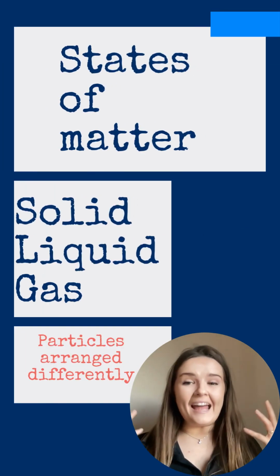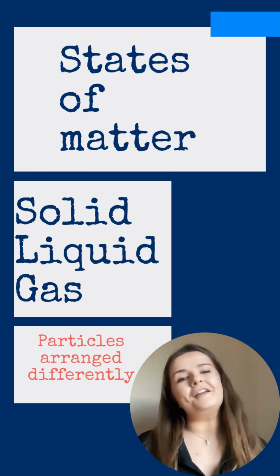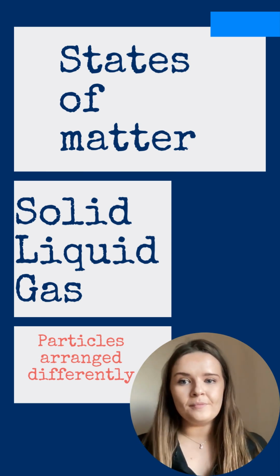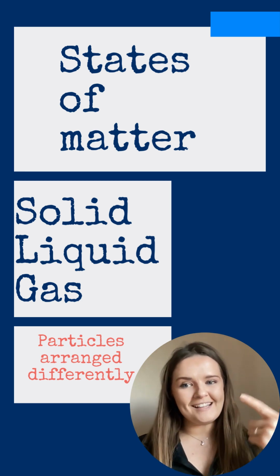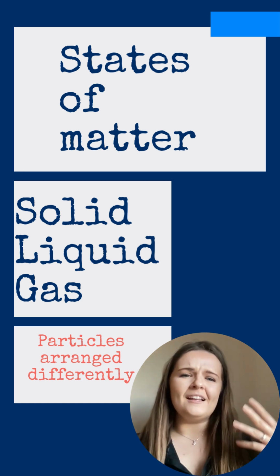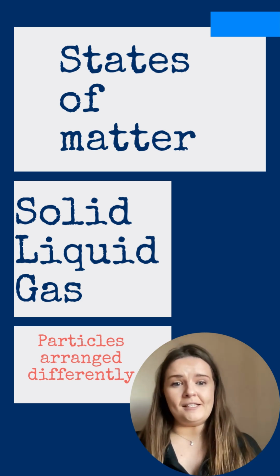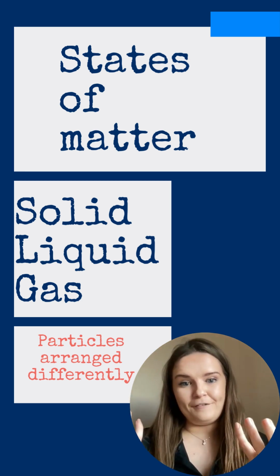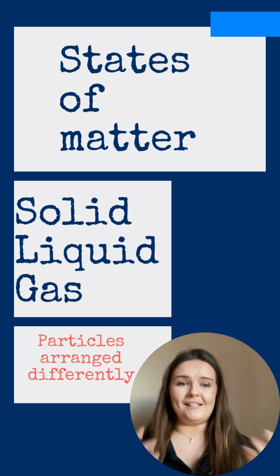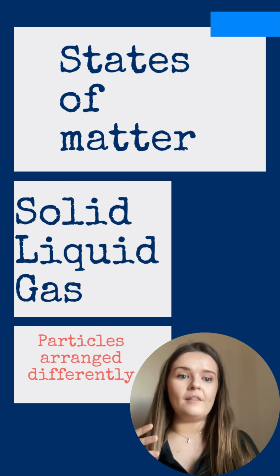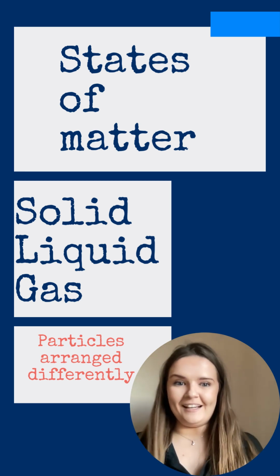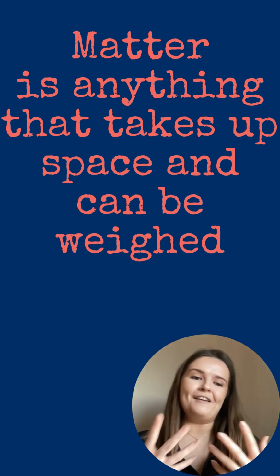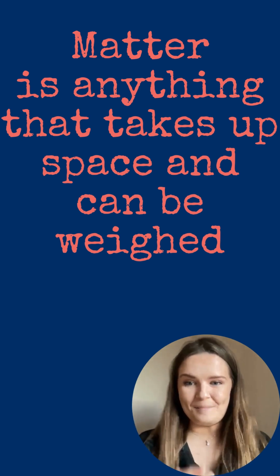And we classify everything around us, everything in the world, into three groups, and these are called the three states of matter. We have solid, liquid, and gas. Now, the difference between these three states is just how the particles are arranged and how they behave. And actually, some matter can change from one state to another when they are in very, very particular environments. So matter is anything that takes up space and can be weighed.